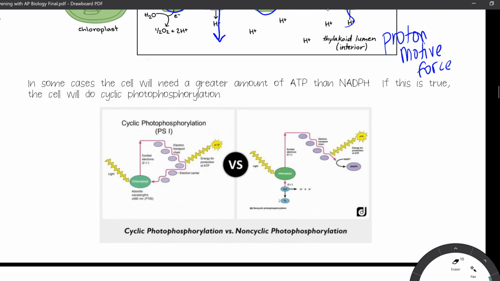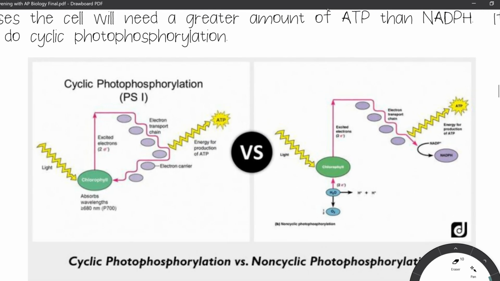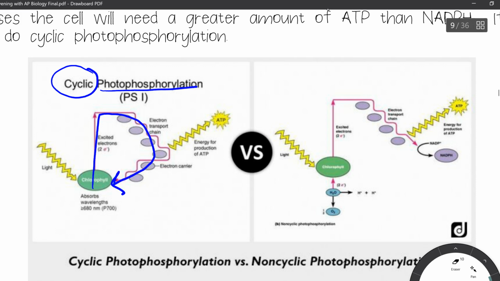Now, a plant does need more ATP than it does NADPH. That might be a problem. So in order to help that situation, a plant may go through what is known as cyclic photophosphorylation. In that case, the electrons get excited, and then they cycle back around. No NADPH is produced here. Because they cycle around, you're going to continually only generate ATP.